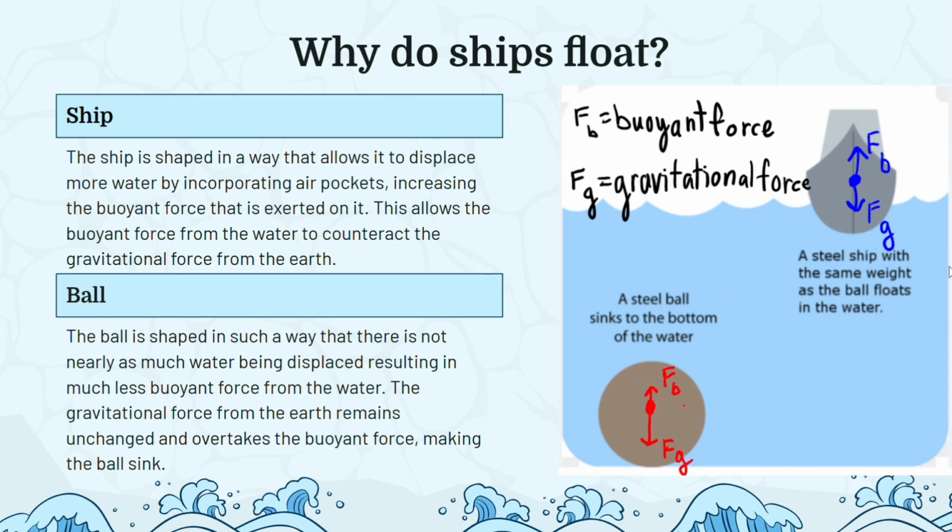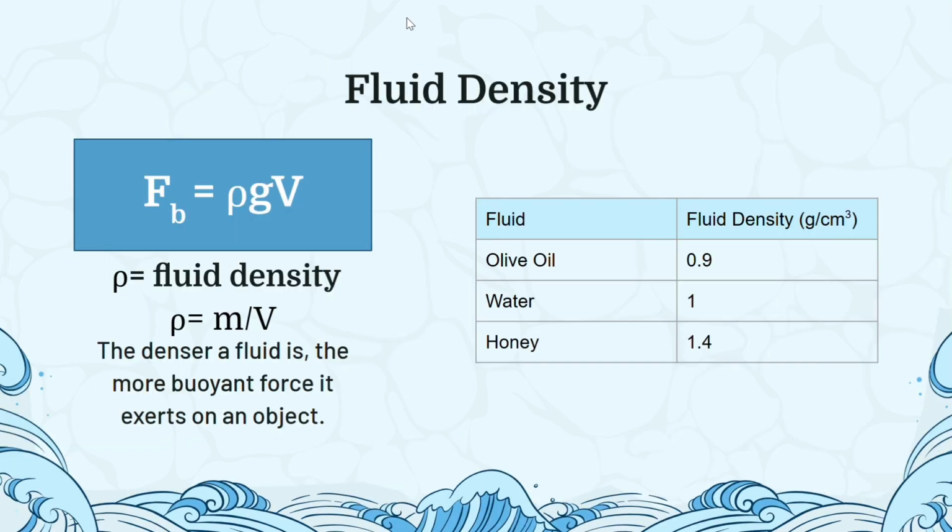As you can see in the pictures, they're both steel. They both weigh the same, but one of them floats and one of them doesn't. What changes whether it floats or not? The density, yeah. The fluid density.